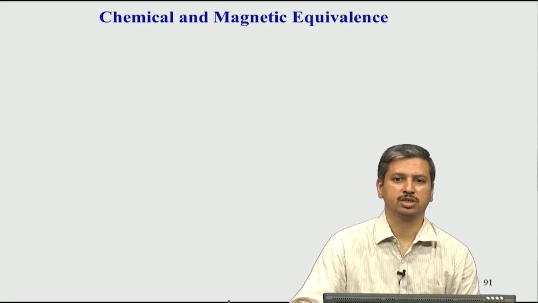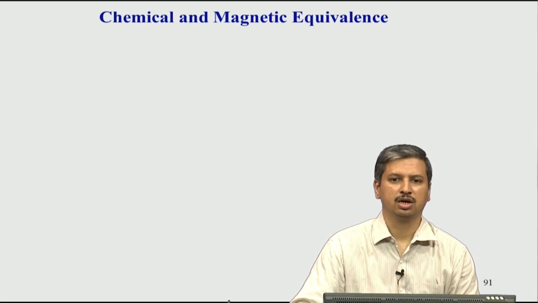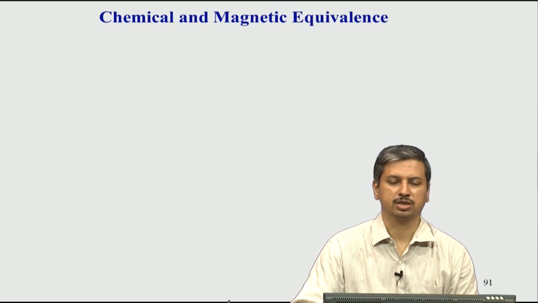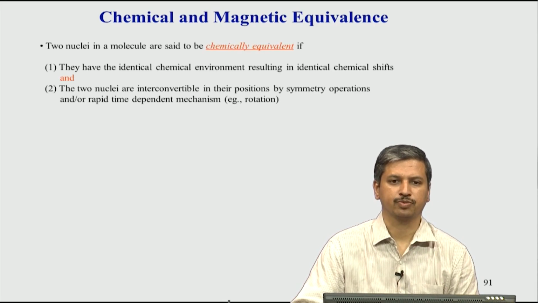So, now we will come to a very different concept. We have seen how the chemical shifts are influenced by various factors. Another important topic or concept in NMR is called chemical and magnetic equivalence. So, this is very important to understand. Let us see what this means.